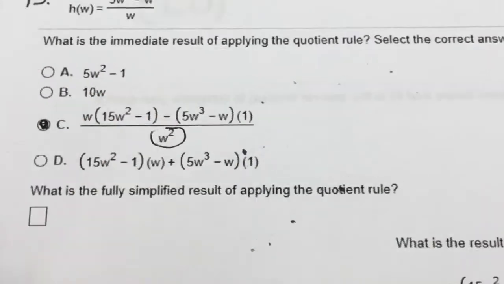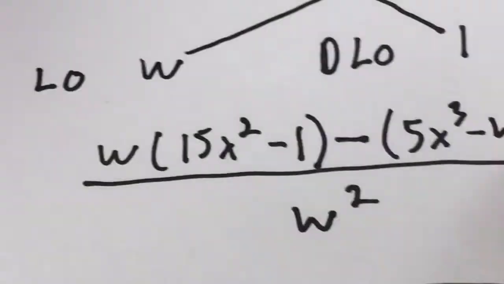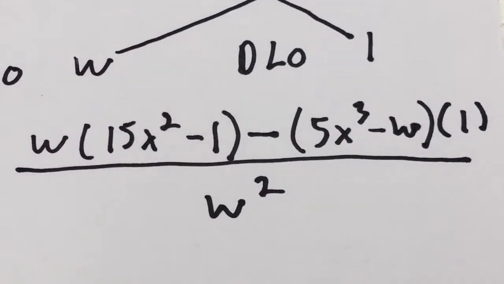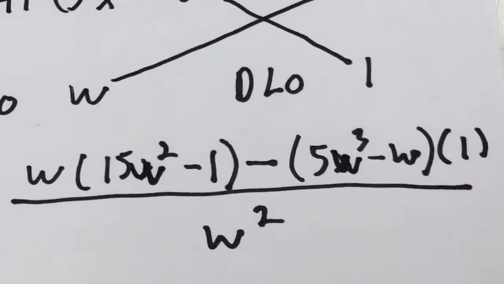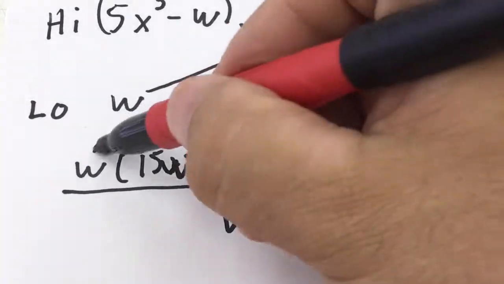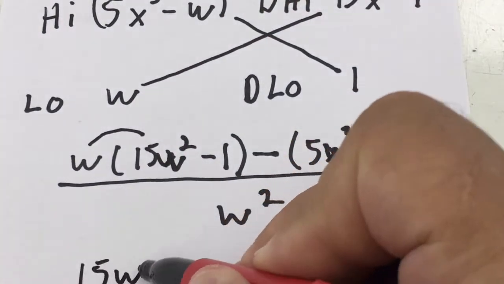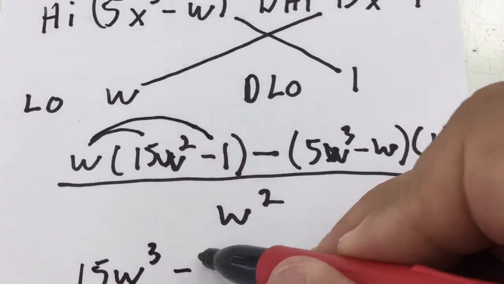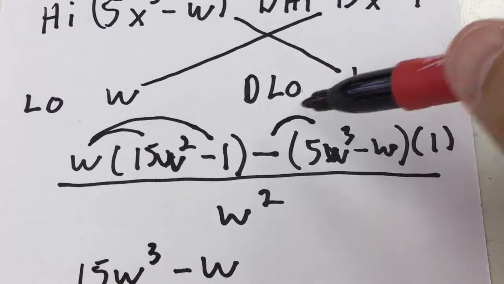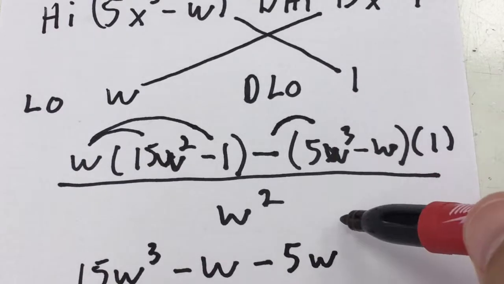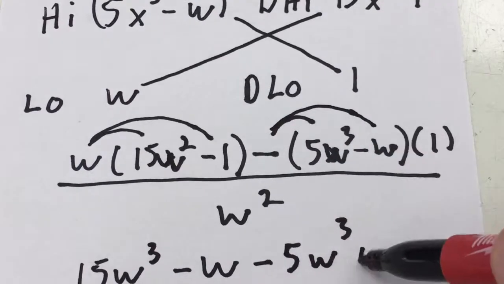Now they want me to simplify this answer. So that means I have to do a little bit of algebra and distribute the values and simplify the variables. Once again, I messed up with the variables. I put an x when it should have been a w. So I'm going to distribute the w, and that's going to give me 15w cubed minus w. Now I have to distribute the negative, actually a negative 1, but I don't need to even pay attention to the 1. So it's going to give me minus 5w cubed plus w.